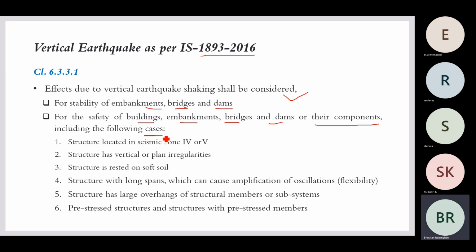So what are the following cases in which this shall be done? What type of structures, and in what cases? When the structure is located in seismic zone 4 or 5, it is compulsory to consider vertical earthquake. Also when the structure has vertical or plan irregularities. We do not know what the vibration will be in a structure with plan irregularity and vertical irregularity, and hence we have to consider the extensional vibration of the building. In such cases where irregularities are there, plan or vertical, you have to consider vertical earthquake.